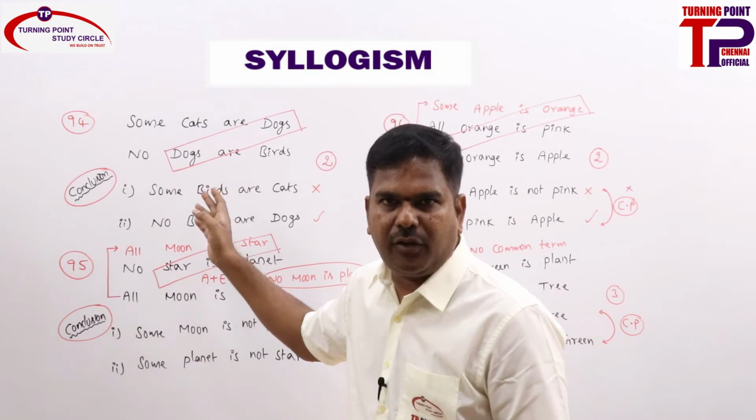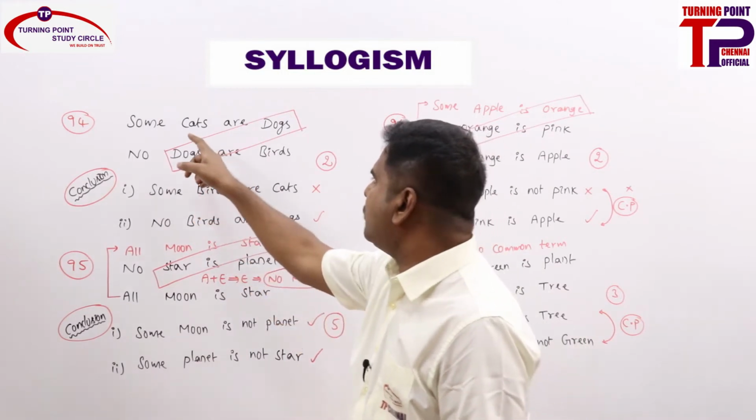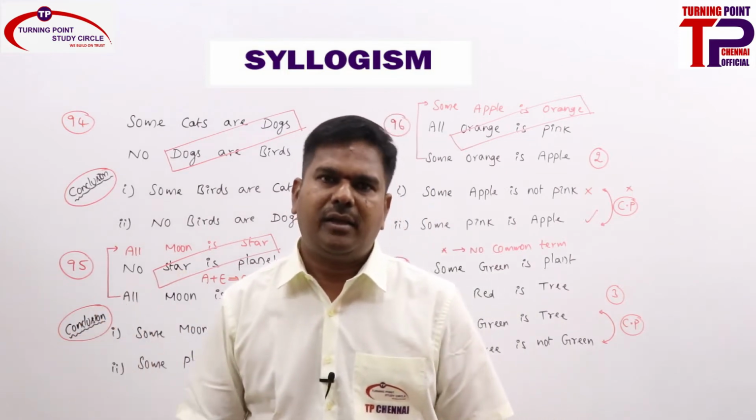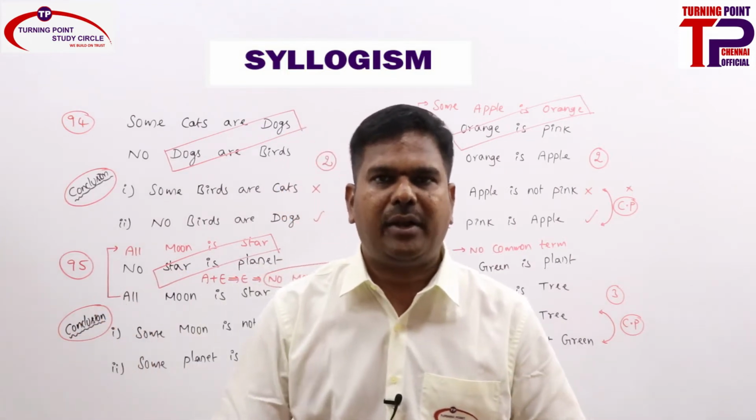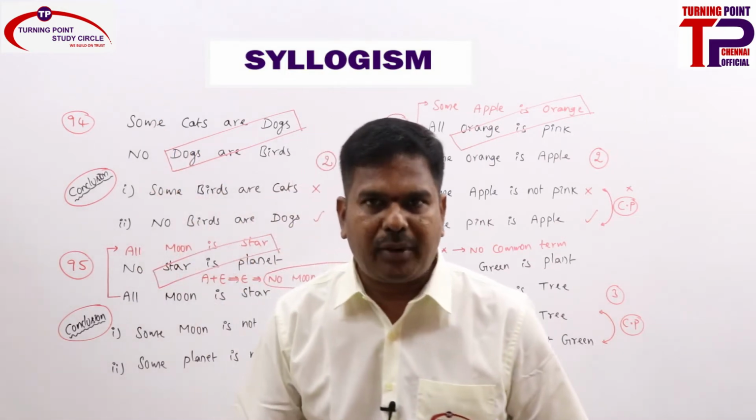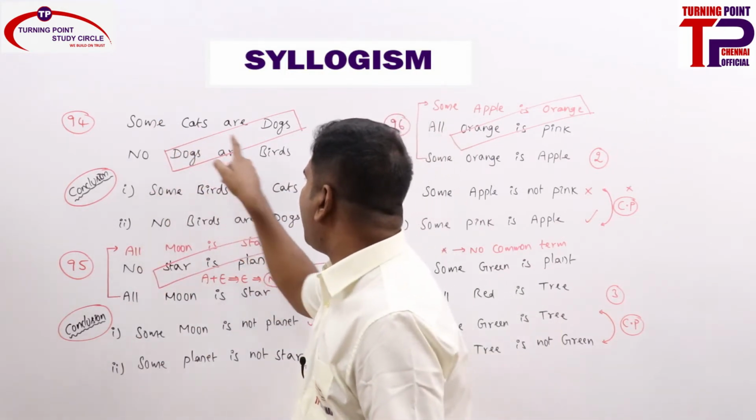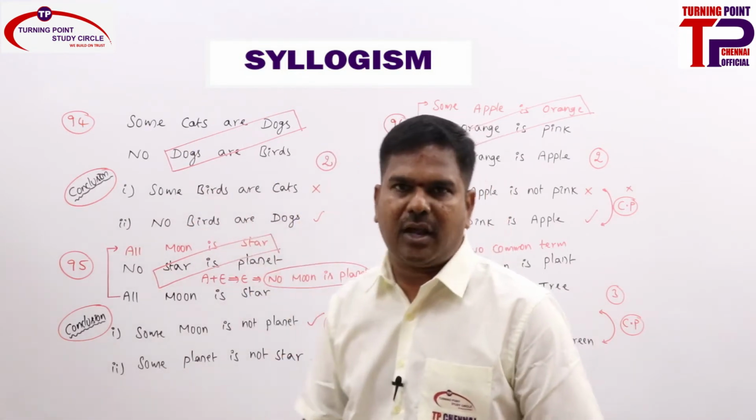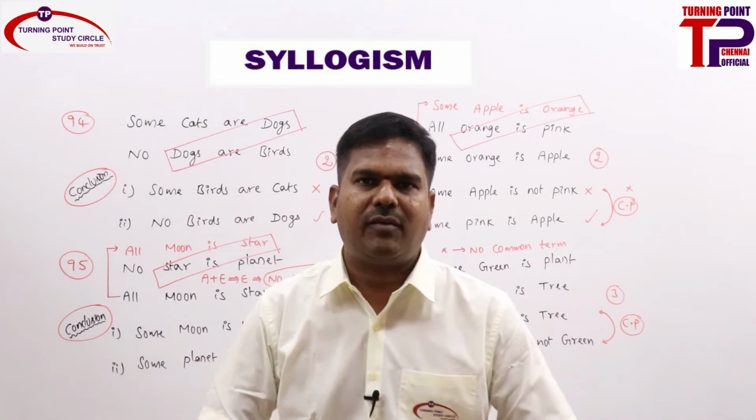We will come to 94 and see how to solve the problem. Some cats are dogs and no dogs are birds. Is it properly aligned? Yes, so no need to make proper alignment. What is I plus E? It gives O, meaning some cats are not birds. Is 'some cats are not birds' given anywhere? No, it is not given. So based on the 6 rules, our part is over.